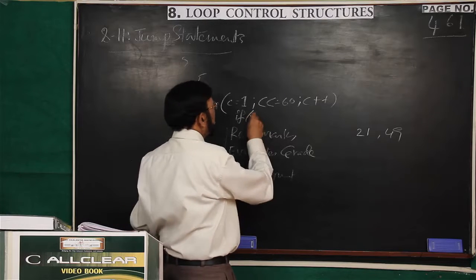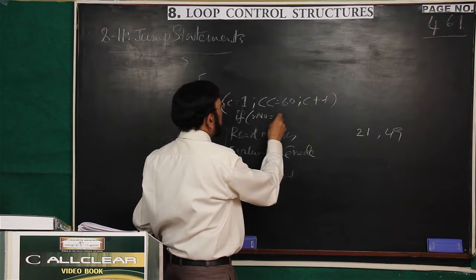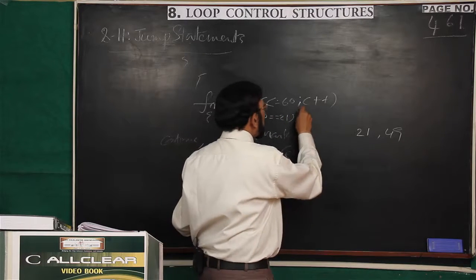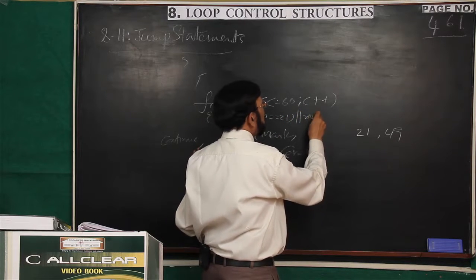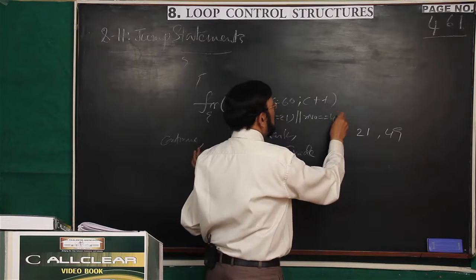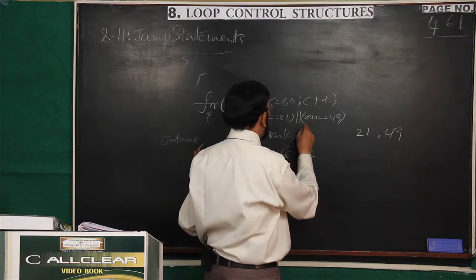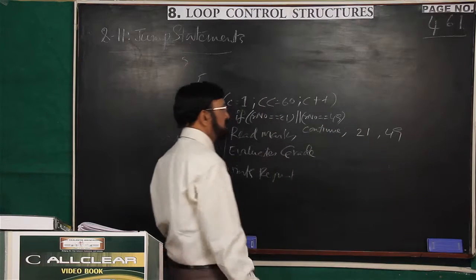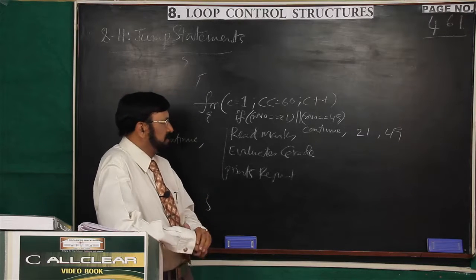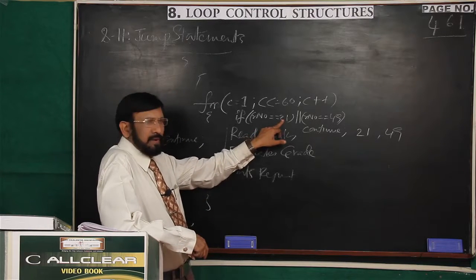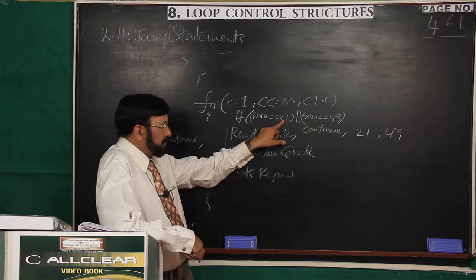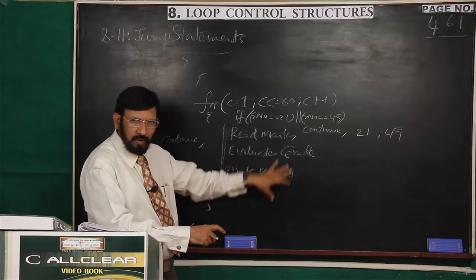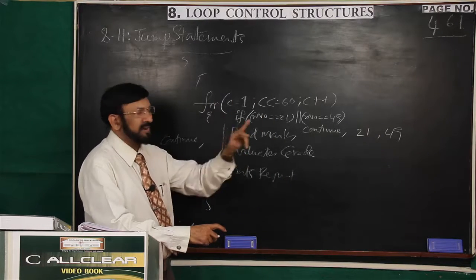Now you see, if roll number is equal to 21 or roll number is equal to 49, then continue. You write it like this. What is the meaning of this? If roll number is 21, skip the rest of the following statements and go with the next iteration.